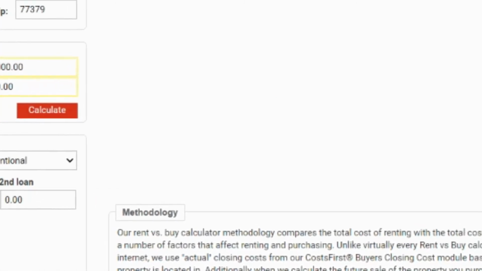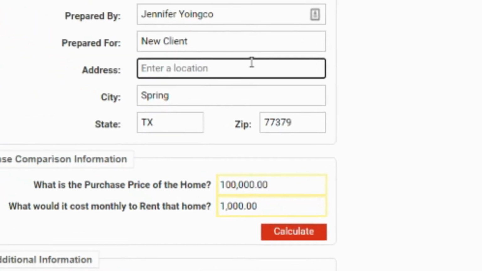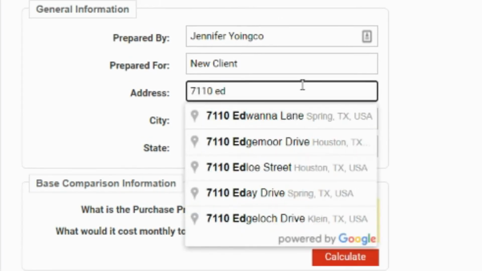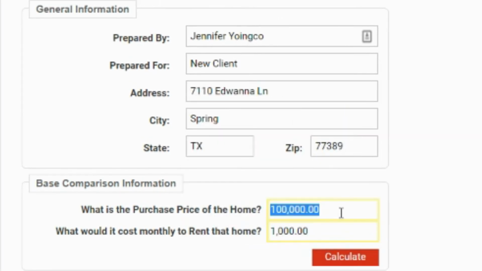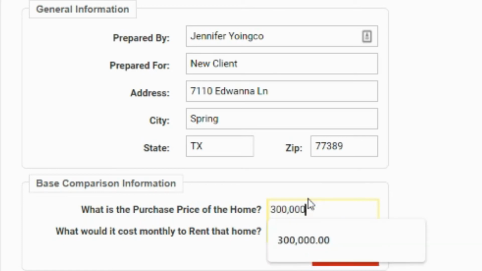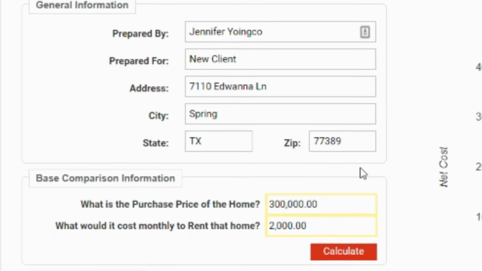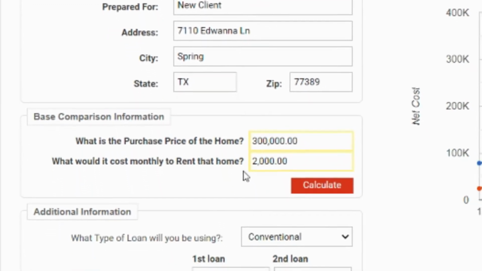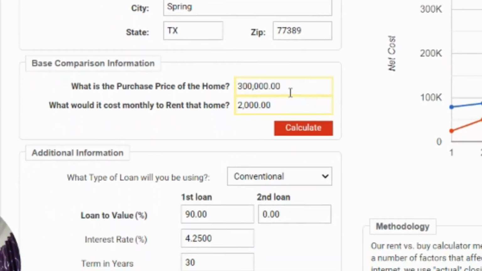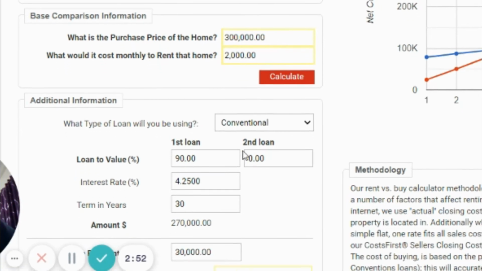For instance, if I am a renter and would like to buy this same property, I don't think this purchase price is even realistic. Let's put it at 300,000. And right now, what would it cost monthly to rent that home? I'm thinking to rent that home would be around 2,000. Let's see. So let's say it's costing you $2,000 to rent a home. You purchased the home at $300,000.